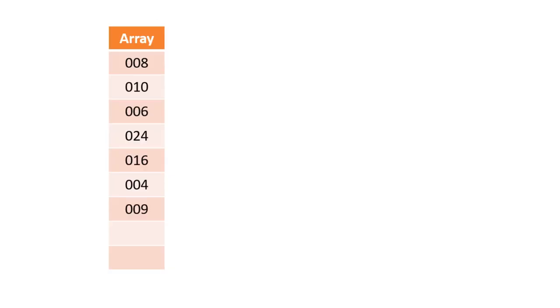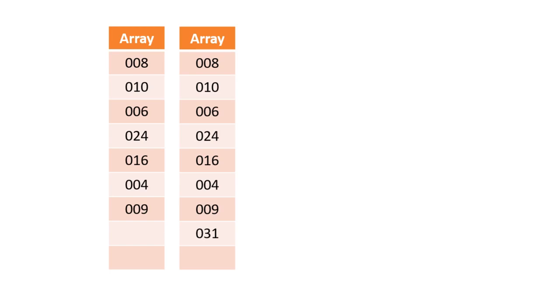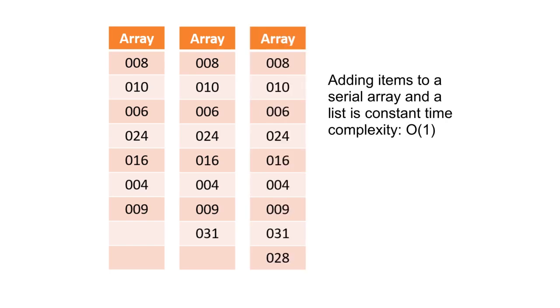So thinking about a classic array and a list, adding items to the array and list merely means putting them at the end of the array or list, and therefore it doesn't really matter how big the array is. As the array grows, it's just the same operation. So adding items to a serial array and a list is a constant time complexity, so we express this as O(1).